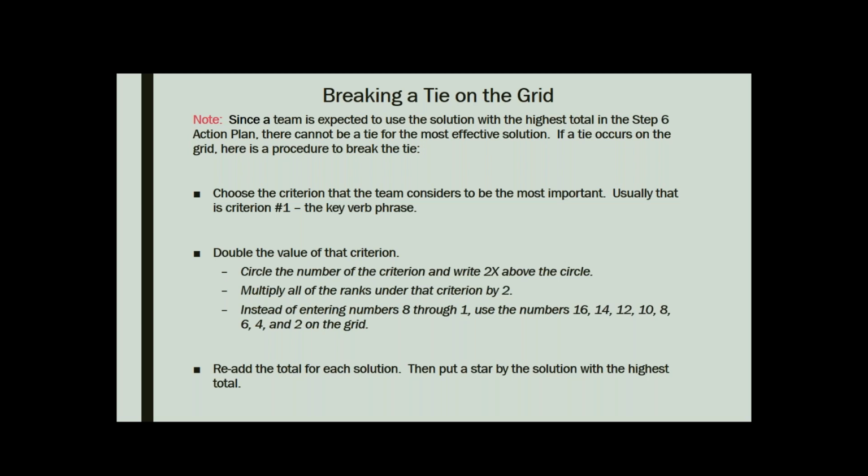If you choose criterion 1, you draw a circle around the number 1, and above that circle you write 2x. And now you will go through and redo those ranks. It will be 16, 14, 12, 10, and so on. You will re-add the total for each solution, and you will find that you have broken the tie, and you now have one with the highest score.